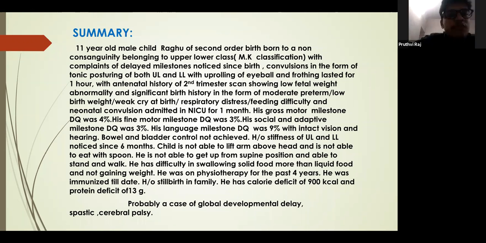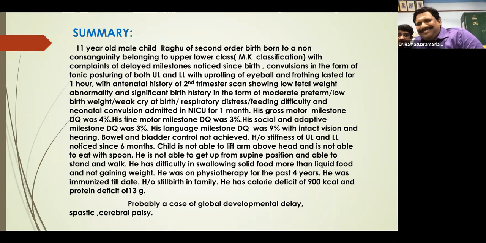He has difficulty in swallowing solid food more than liquid food and is not gaining weight adequately. He was on physiotherapy for the past 4 months. He was immunized till date. History of stillbirth in the family. He has calorie deficit of 900 kilocalories and protein deficit of 13 grams. Probably a case of global developmental delay, spastic cerebral palsy.